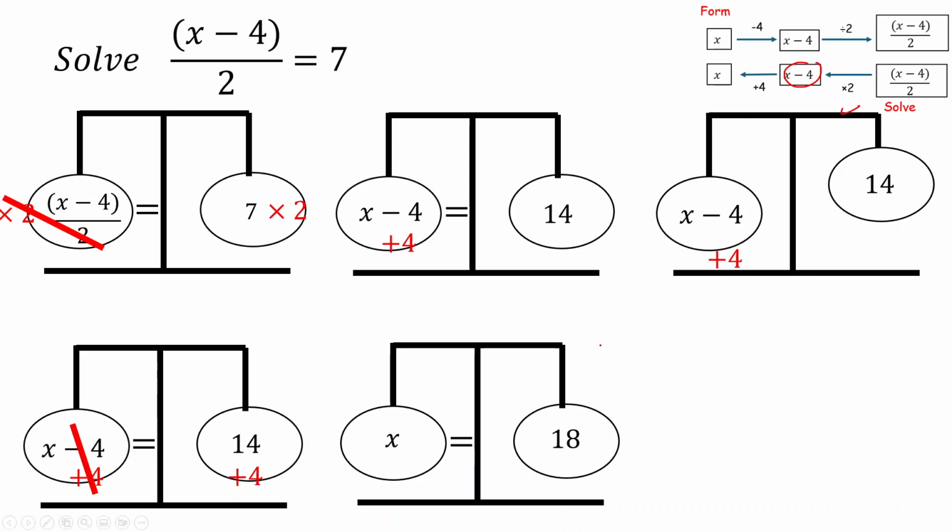And again, the beautiful thing about solving equations, we can check our solutions. If x is equal to 18, I've got 18 take away 4, which is 14, divided by 2 is 7. So I know that x equal to 18 is definitely correct.